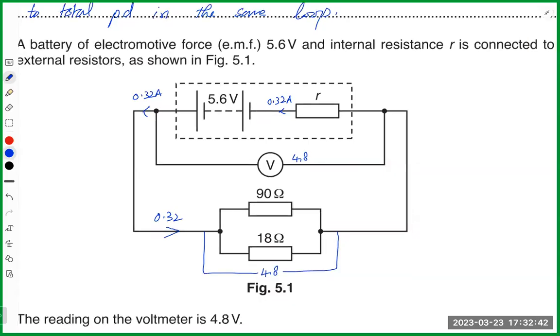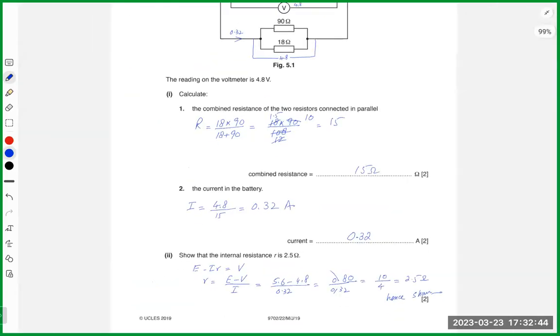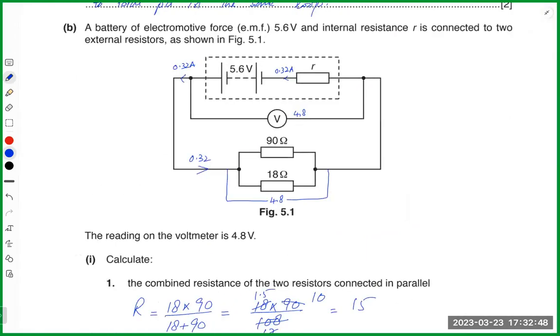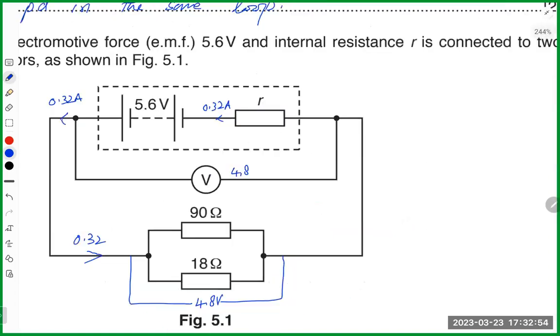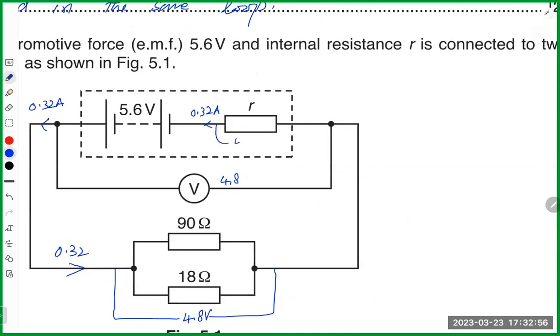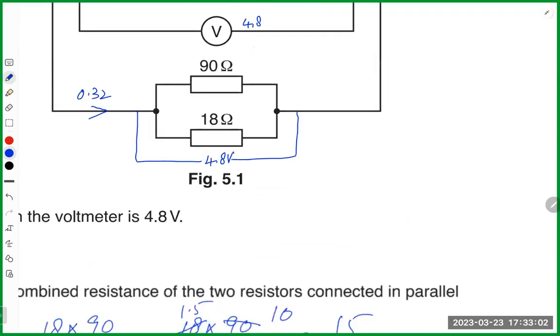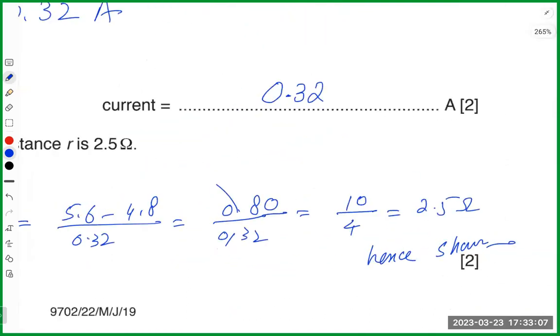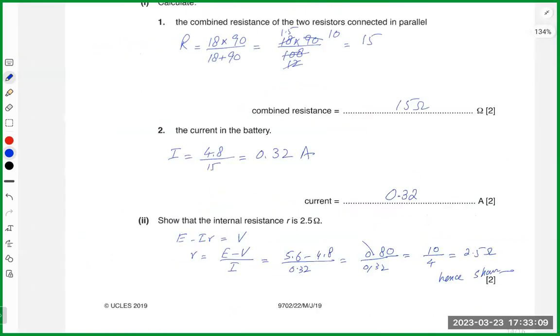So the resistors are actually getting 4.8 volt, not 5.6, because out of 5.6, some are lost within the battery. We call them lost volts. The volts are lost within the battery, and this is the resistance of the internal resistance.